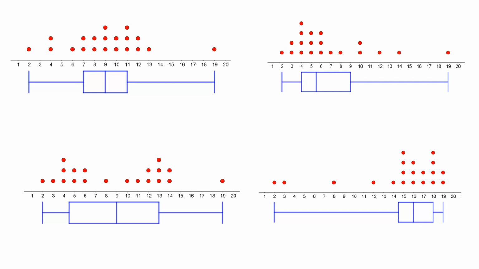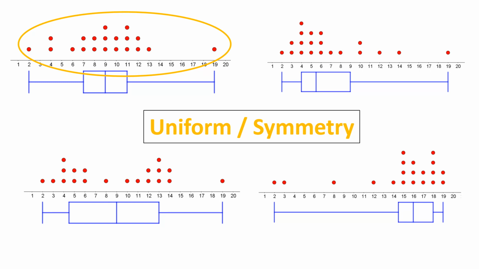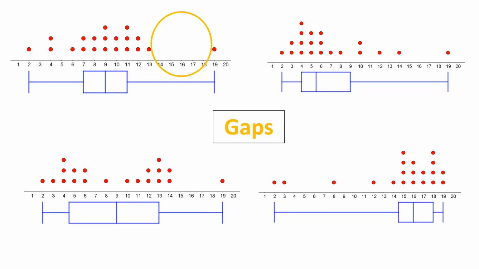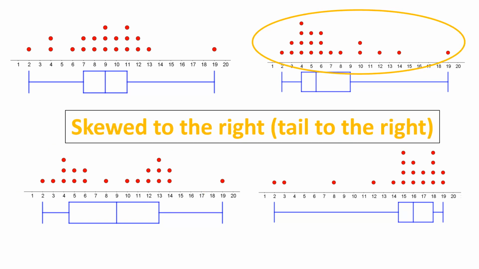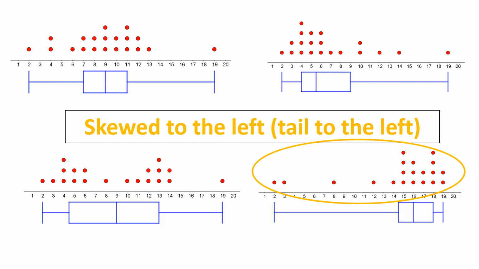Now, for box plots and dot plots, think about a couple of other things. We're going to talk about uniform and symmetry, where the data is quite uniform or symmetrical. We have talked about gaps and outliers. We might have bimodal, where there are 2 peaks. And we have briefly talked about skewed, so skewed to the right or skewed to the left.